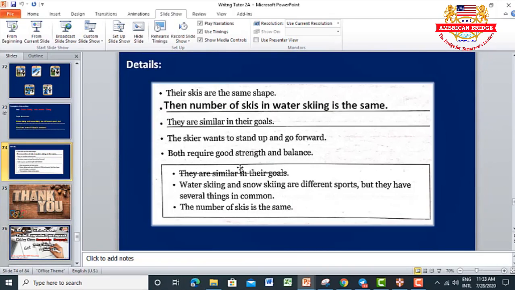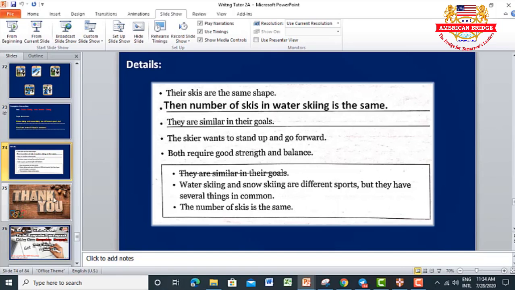This is what you have to organize. The first one, the skis are the same. They just mentioned that the skis are the same, so you can compare to the first picture. Then the number of skis in water skiing is the same. They are similar in their goal: the skier wants to stand up and go forward. Both require good strength and balance. This is just some outline regarding skiing and water skiing.